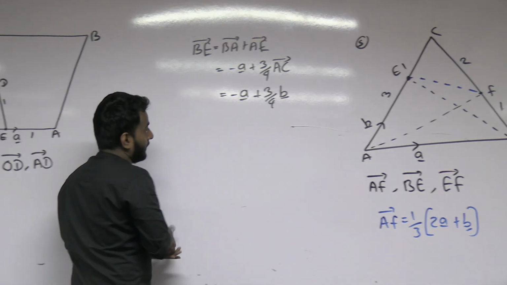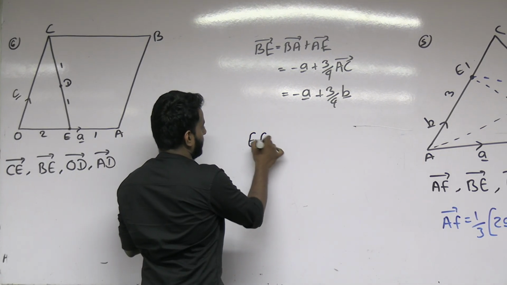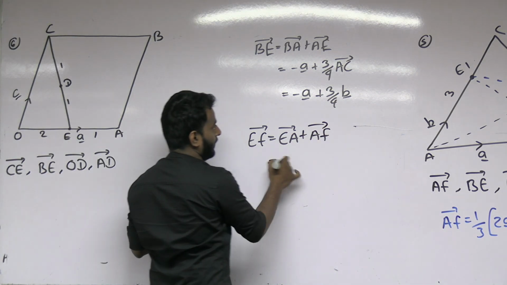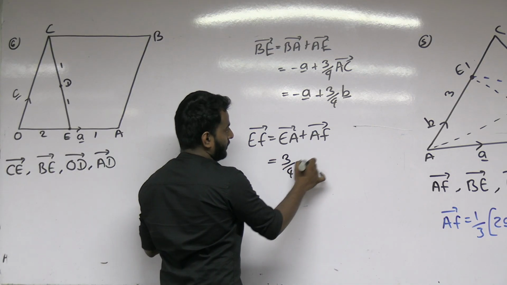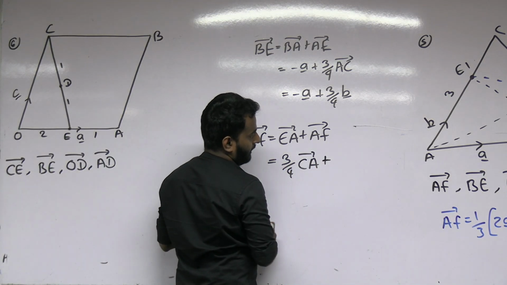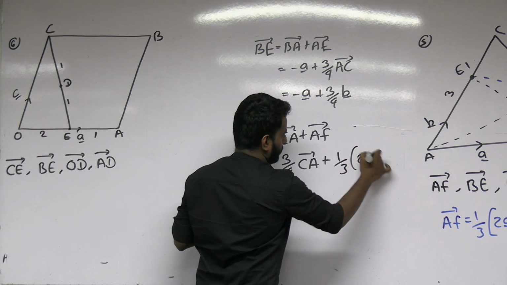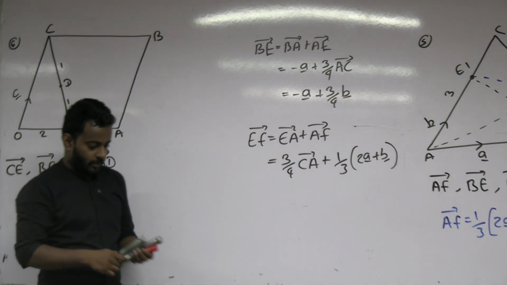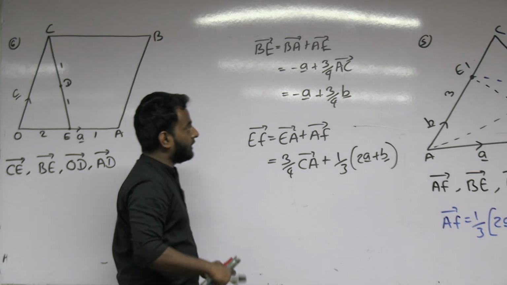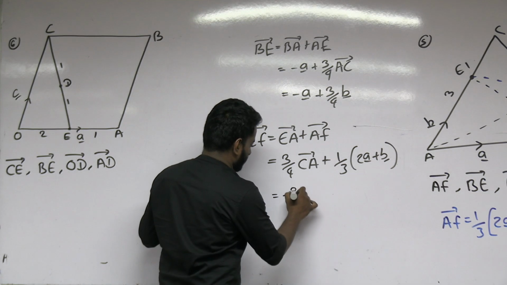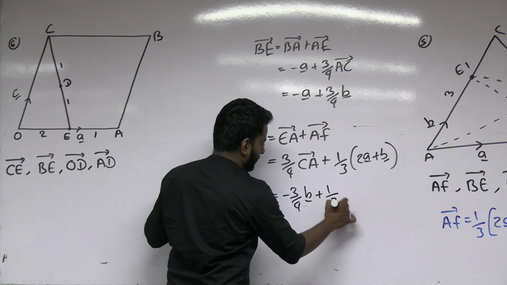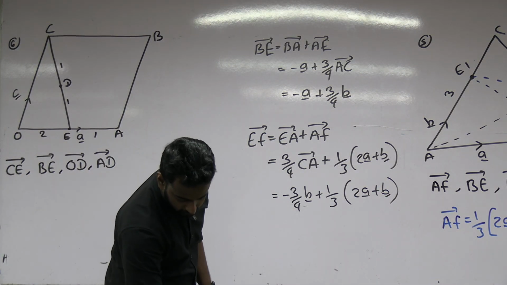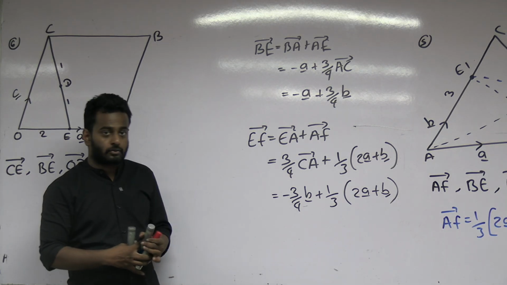So then EF equals EA plus AF. So EA means 3 over 4 CA, and AF is 1/3 (2A plus B). So when you simplify this, you can write CA is minus B. So this is minus 3 over 4 B plus 1 over 3 (2A plus B). Now simplifying this, if you are fine with this, you can just simplify.